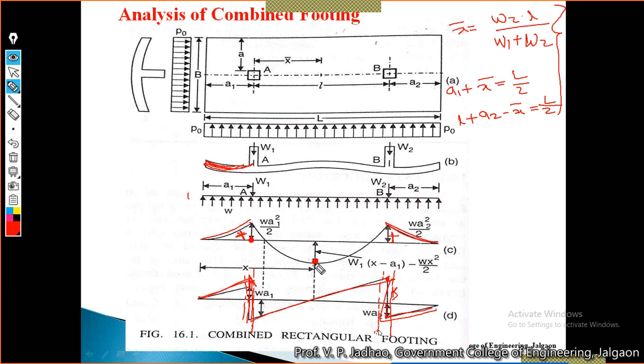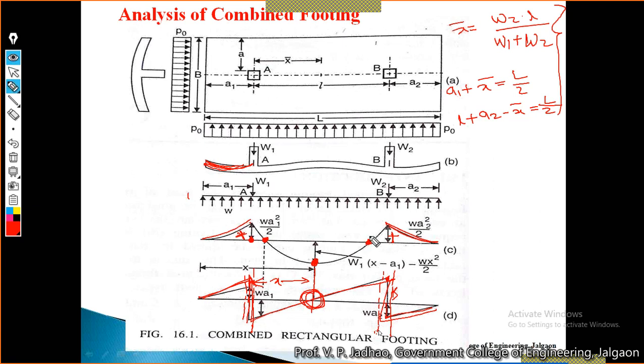Now the maximum bending moment will be at a point where the shear force is zero, so we have to calculate this particular distance. Consider this distance is small x. After calculating this distance small x, we can calculate the value of maximum bending moment. At the same time, we have to calculate the location of the point of contraflexure. What is the point of contraflexure? The point of contraflexure is the point where the bending moment changes its sign, or the bending moment is zero. So we have to calculate this point of contraflexure.